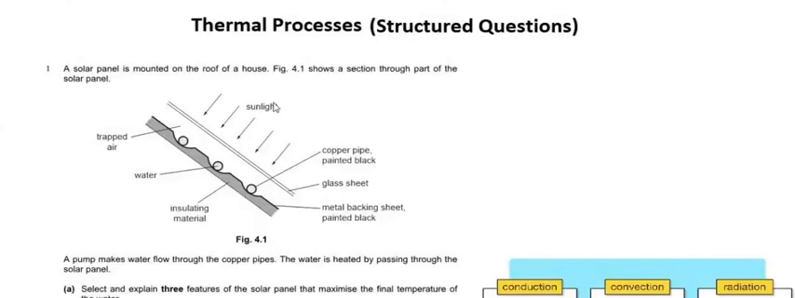Now we will see the structured problems. Now we are going to start with the structured problems in thermal physics. So the first problem we can read here: a solar panel is mounted on the roof of a house. Figure 4.1 shows the section through a part of the solar panel.